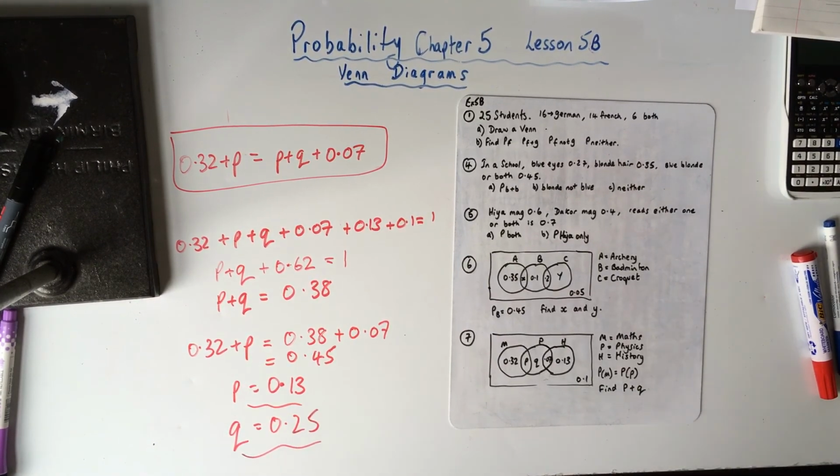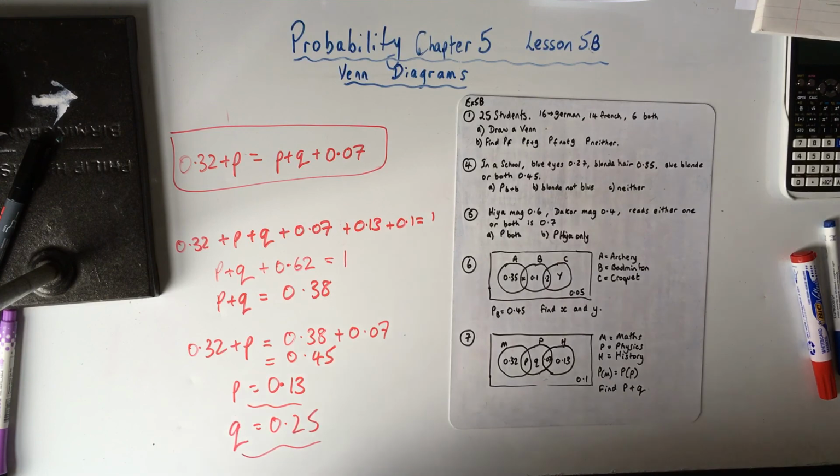Okay, so that was really the Venn diagram section, and that was really straightforward. It was just forming simple equations and adding up. Okay, and I'm sure you were okay with all of those.